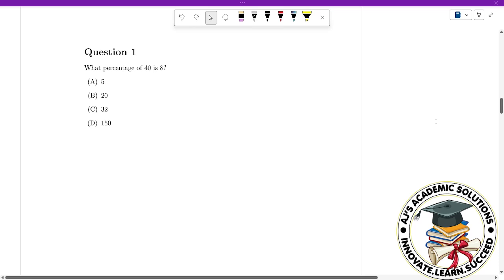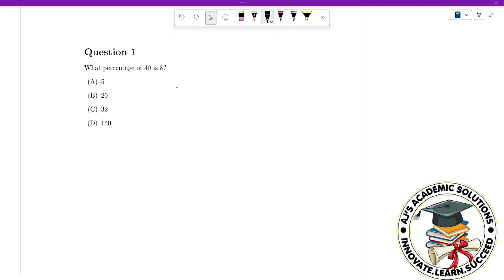Okay, so let's start looking at some multiple choice questions. And the very first question we have here is what percentage of 40 is 8? Now, the question sounds a little bit confusing, but it's actually pretty straightforward. You need to remember that you're looking at percentage, so you need to remember the percentage formula.